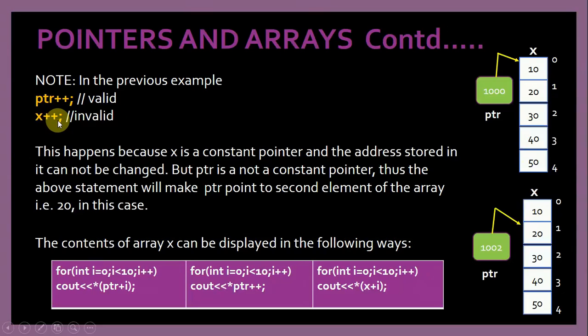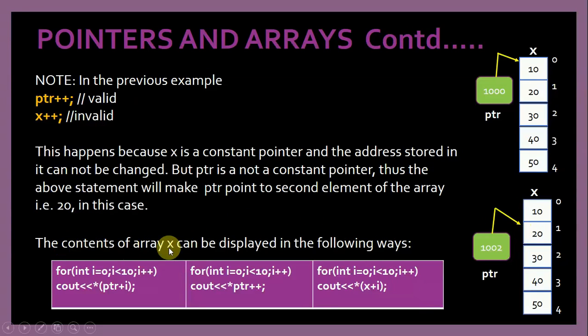But if I say x++, this is invalid. Why is this invalid? Because x is a constant pointer and the address stored in x cannot be changed. ptr is a variable pointer and the address stored in it can be changed. So again, x is a constant pointer and the address stored in it cannot be changed, but ptr is not a constant pointer. Thus the above statement will make ptr point to the second element of the array, that is 20 in this case.